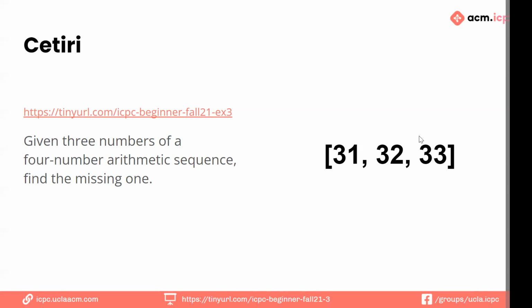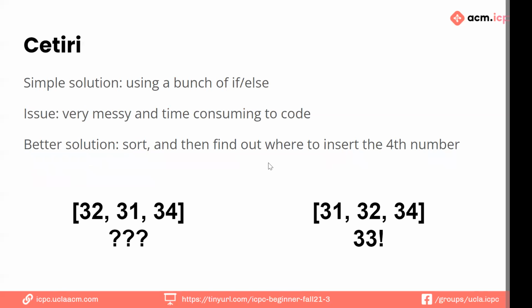Okay. Hopefully you've had some time to think about this question. It doesn't seem to be very hard, right? You are given three numbers, and then you want to find the missing one that together with the other three numbers forms an arithmetic sequence. However, when you try to code this problem, it might become really annoying, right? You have to write a bunch of if and else statements to figure out which number is the first number, which number is the second, and which number is the third.